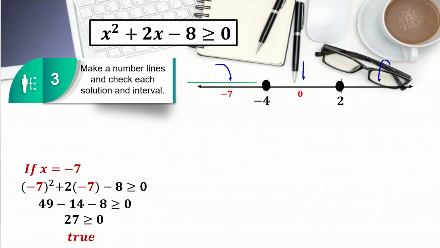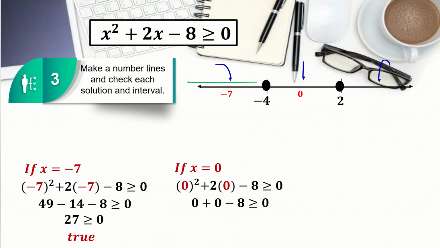And then, let's try if x is 0. So, substitute. 0 squared plus 2 times 0 minus 8 is greater than or equal to 0. That is 0 plus 0 minus 8 is greater than or equal to 0. Negative 8 is greater than or equal to 0.